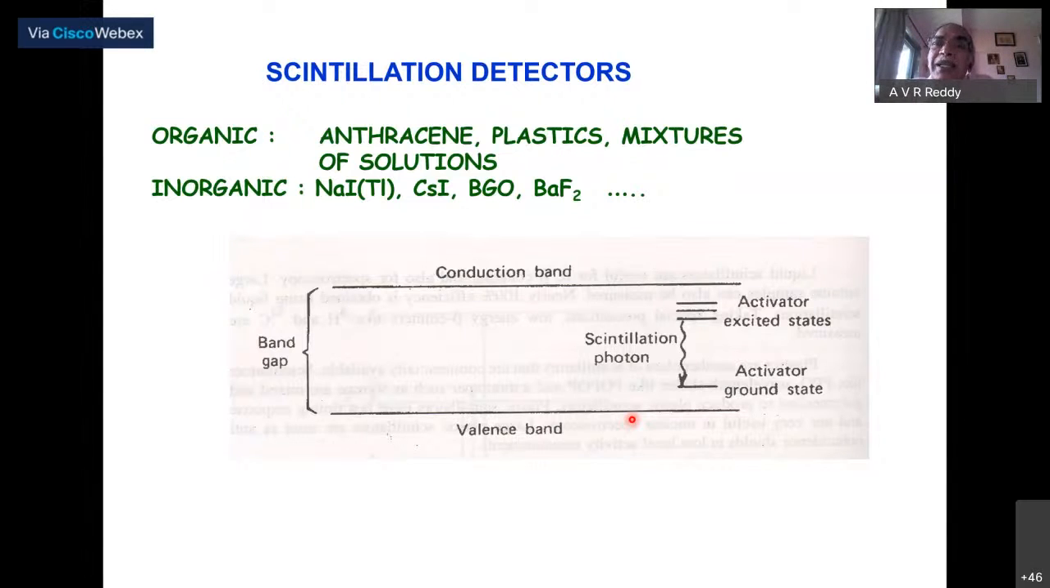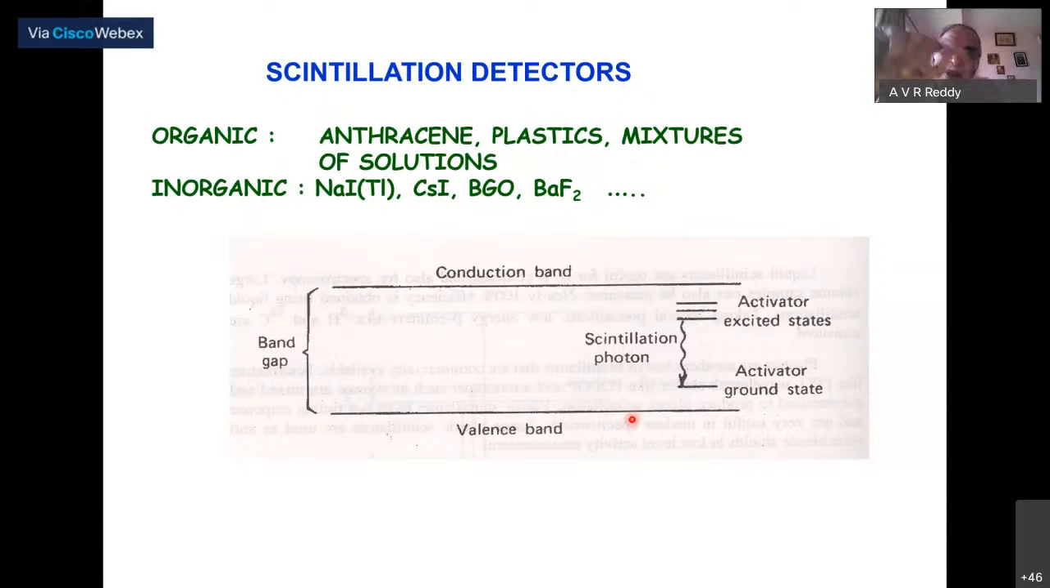Now, what are the scintillation detector materials? You have organic materials, you have inorganic materials. Organic materials like anthracene, plastics, and mixtures of solutions can be used as scintillation materials. Then you have to keep that in a container which has to be hermetically sealed to a photomultiplier tube, so that the light signal you are getting, you can collect it and convert into a signal. I will show the principle of PMT at the end of 2 slides.